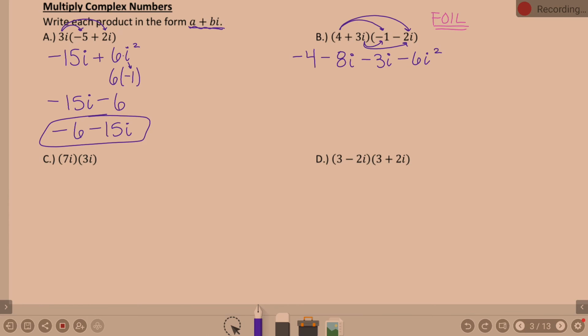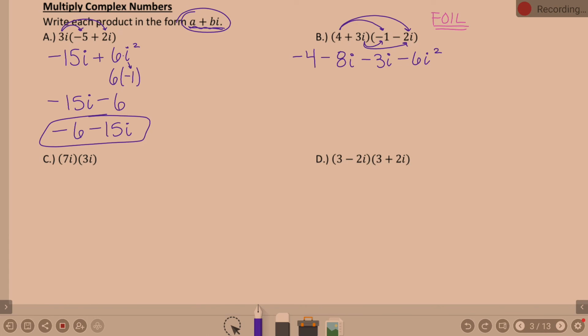Three times negative 2 is negative 6. I times I makes it i squared. Okay. Can't stop here. We have some cleanup work to do because, again, I'm trying to go for the form a plus bi. What pieces of cleanup do you see?